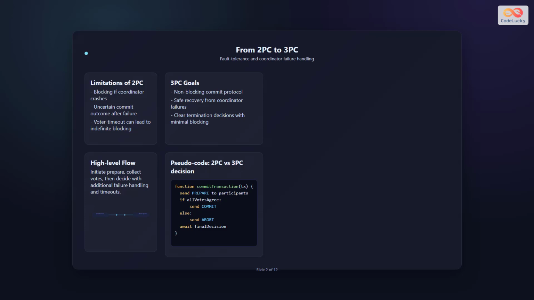A distributed transaction is an operation that spans multiple independent systems or databases. For example, imagine transferring money from your bank account to another bank. Your bank needs to deduct money from your account, while the other bank needs to add money to the recipient's account. Both operations must succeed together, or both must fail together. This is the core challenge of distributed transactions, ensuring all-or-nothing semantics across systems that may fail independently.